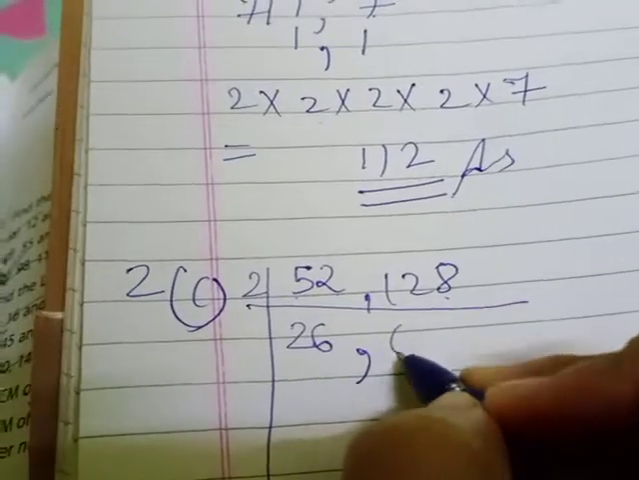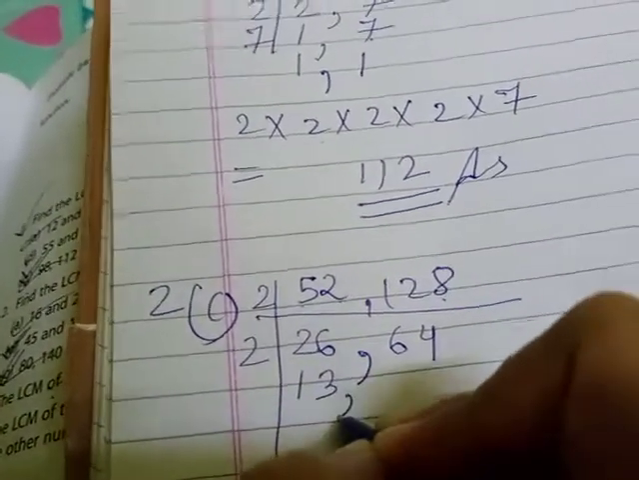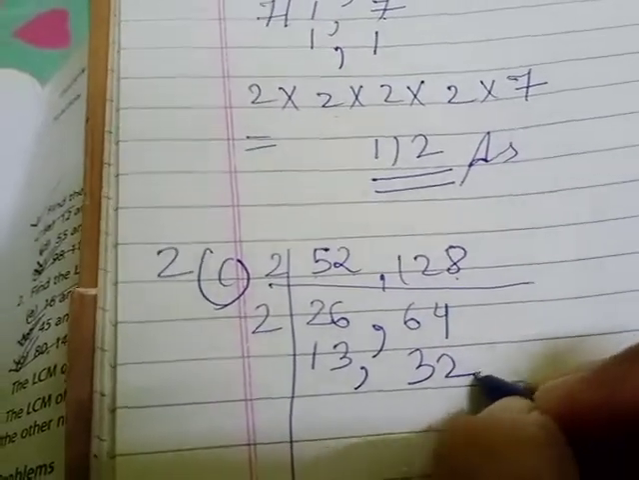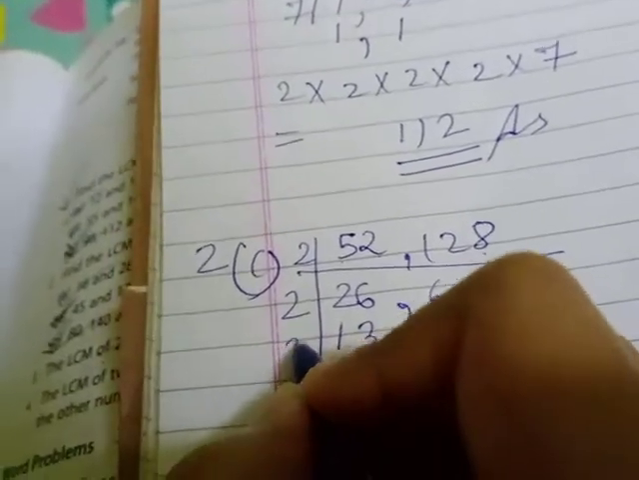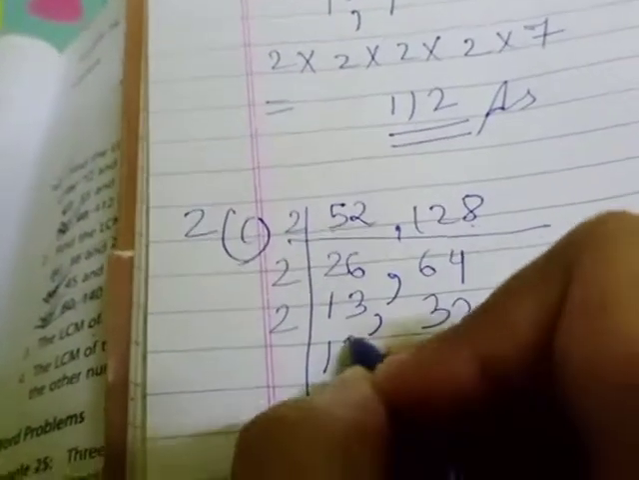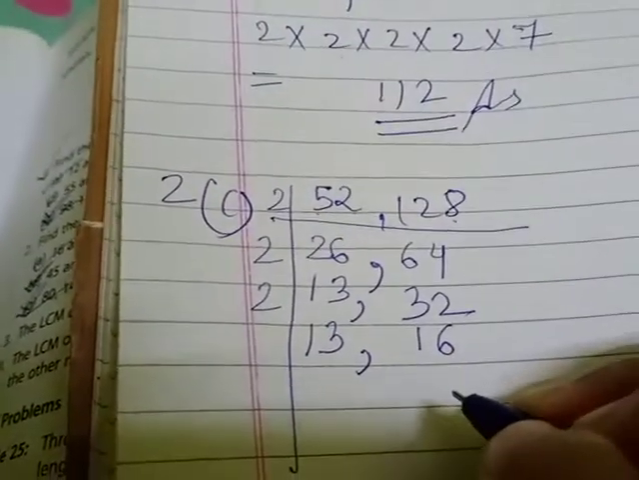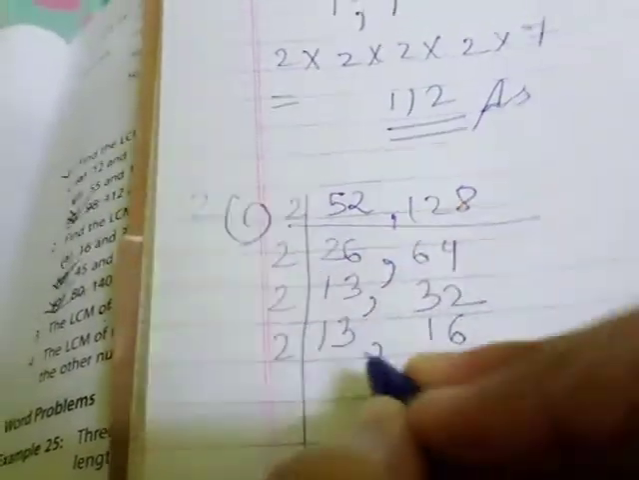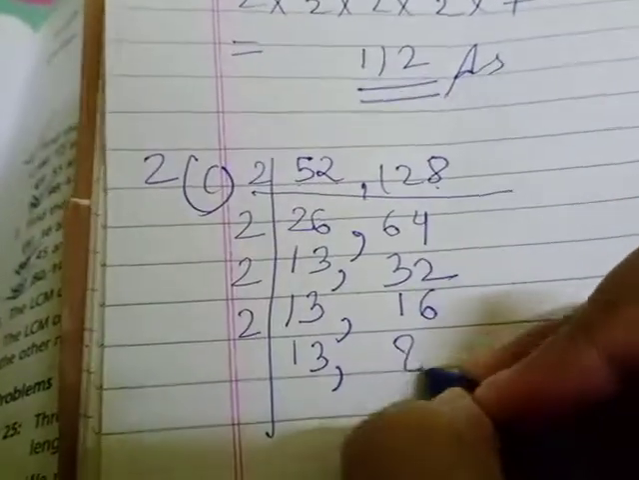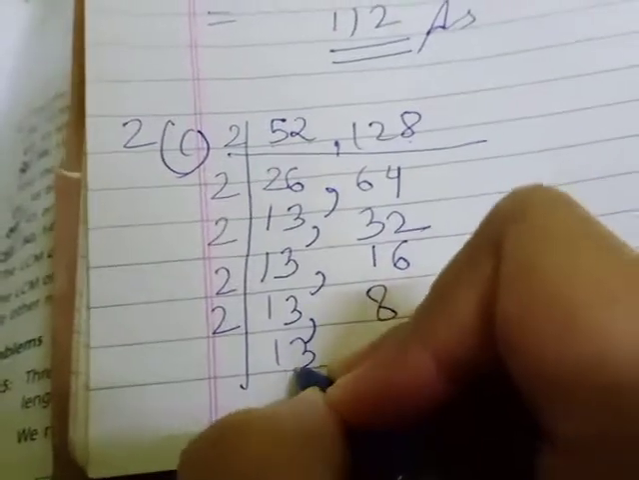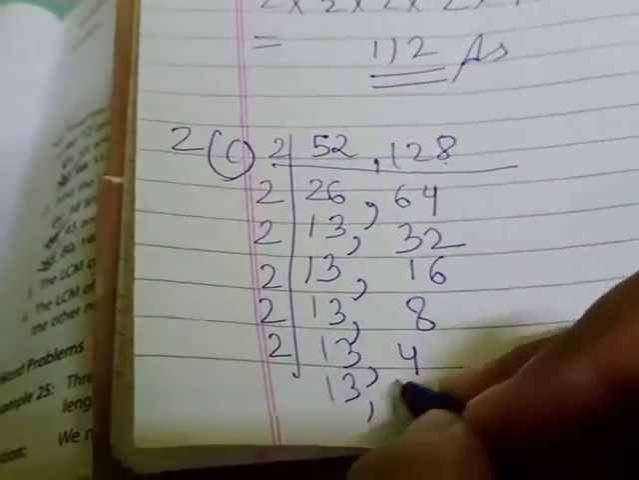So 2 6s are 12, 4s are 8. Now again 2, 1s are 2, 3s are 6. Now 2 3s are 6, 2 2s are 4. In the table of 2, will this 13 come? No. So we will write here 2 and this 13 we will write as it is. Then we have this 32, 1 time and 6 times. Clear? Again we will write here 2 and this 13 will not be divisible, so again it will be written as it is, and then 8. Then 2, 13 again will not be divisible, 4s are 8. Then again 2, 13 will not be divisible, 2 2s are 4.